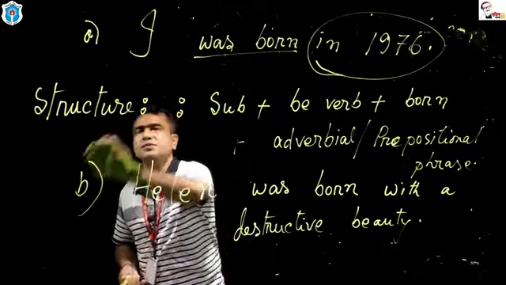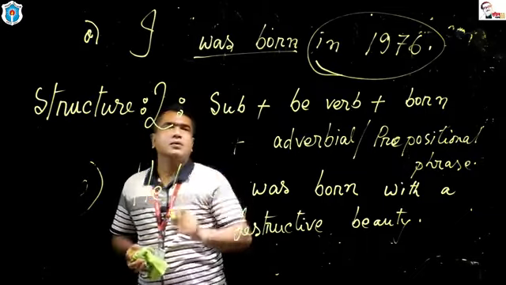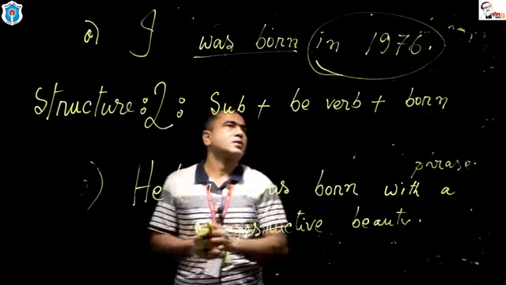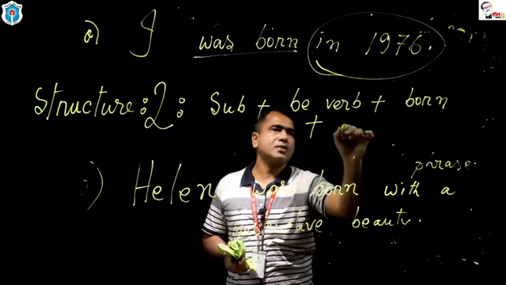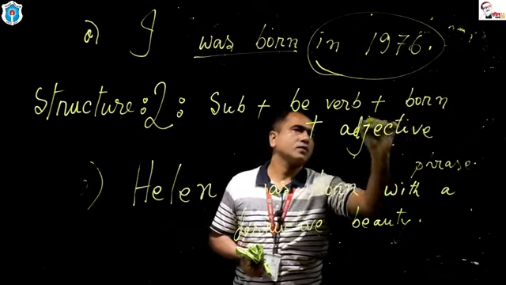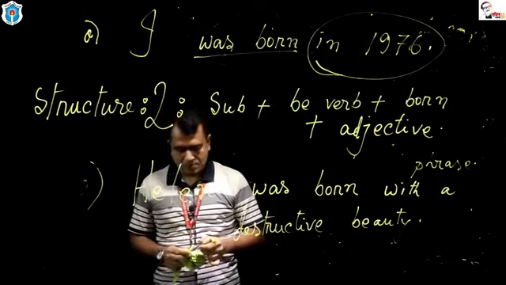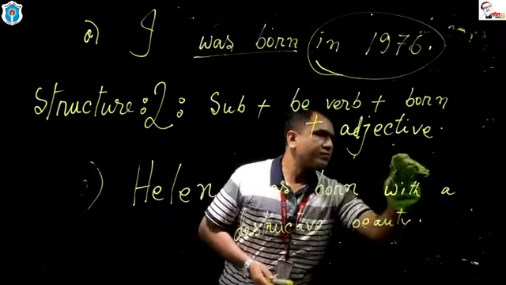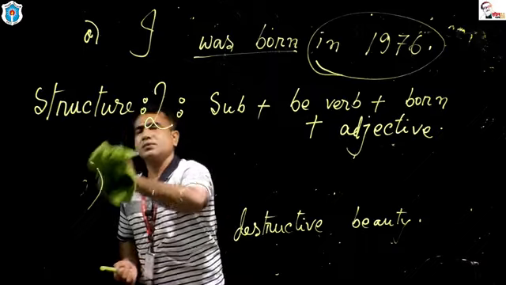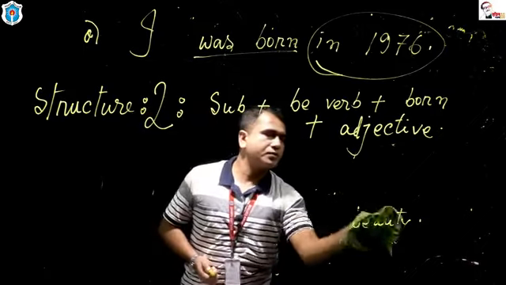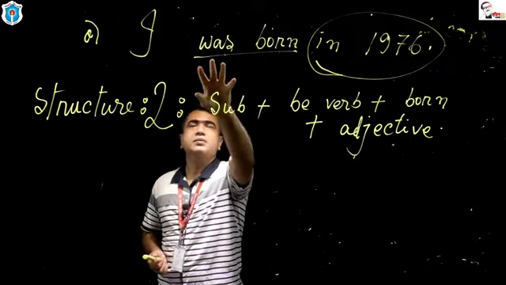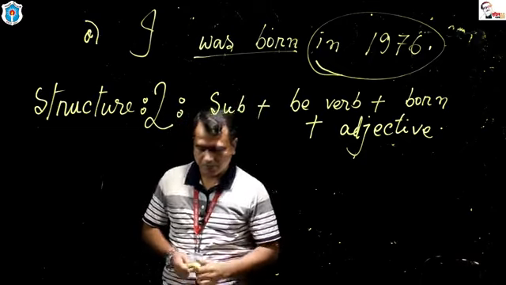We can use another structure of be verb. Subject plus be verb plus born plus adjective. Instead of prepositional phrase or adverbial phrase, we can also use an adjective to write sentences by using was born or is born or are born. That means we have to use born with the be verb.